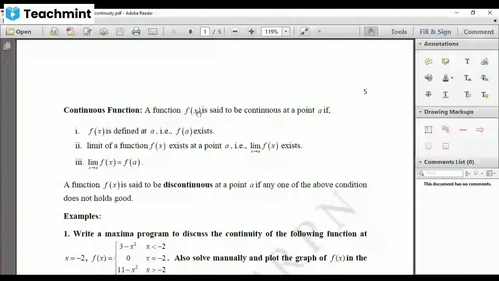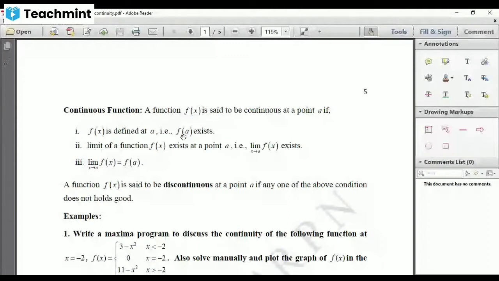We say a function f of x is said to be continuous if the following conditions are satisfied. What are they? First, f of x must be defined at a. That means if you give x equal to a, f of a must exist. That means f of a must be finite, and it should not be indeterminate or infinite. So that is the first condition, right?